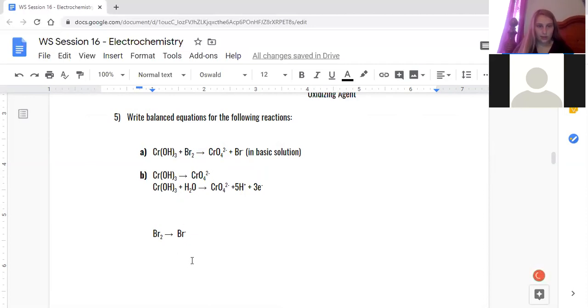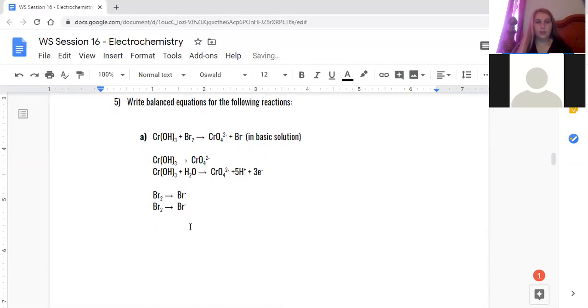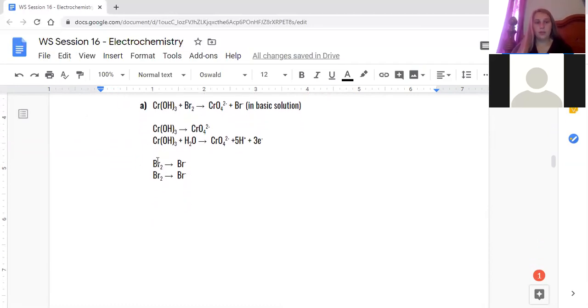Cool. So then we're going to have to go deal with this one over here. So what are we going to have to do to make them match? So obviously, first off, we need to have the same number of bromines on each side. And we have 2 on one side and 1 on the other. So we're going to have 2 of these.